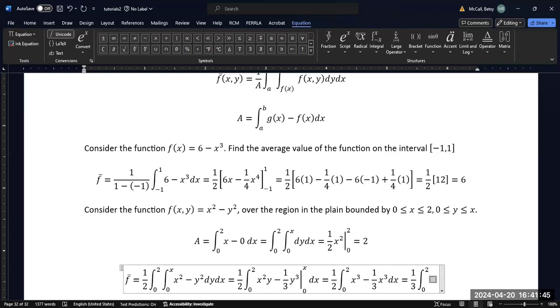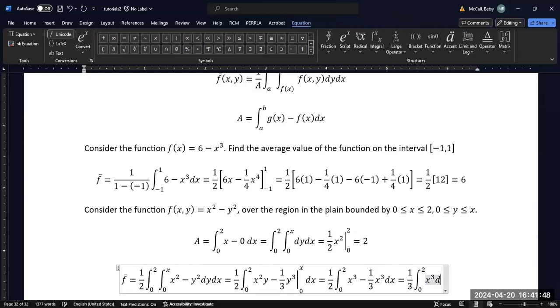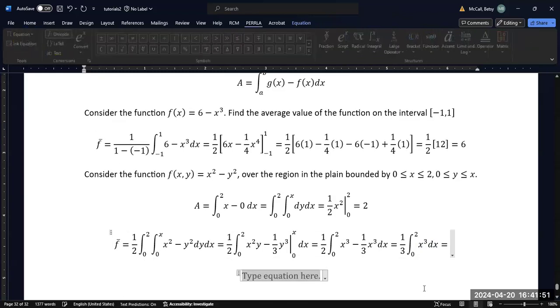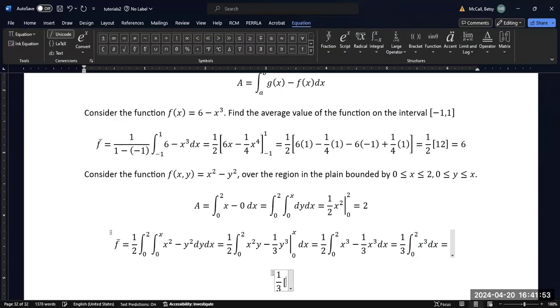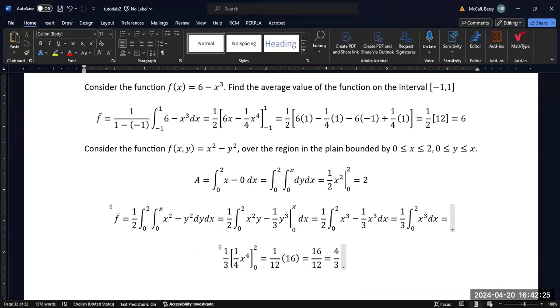0 to 2 of x cubed. And so I'm going to end up with 1/3. And then when I do my antiderivative, I'm going to get 1/4 x to the 4th. And that's going to be integrated from 0 to 2. And so that's going to give me 1/12 times 16. 16 over 12, cancel out a 4, is going to give me 4/3, is the average value of that function on that interval.